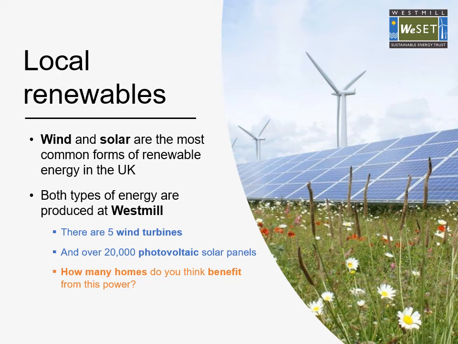I wonder, how many homes do you think benefit from the power we generate at Westmill? Well, it might just be a guess, but let's see who's closest. The solar park generates enough electricity to supply around about 1,500 average homes, and the wind farm generates enough electricity to supply approximately 3,000, so that's a total of 4,500.